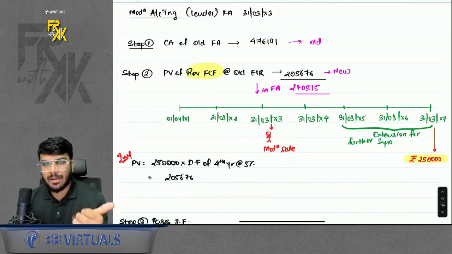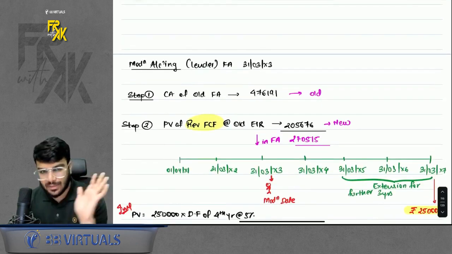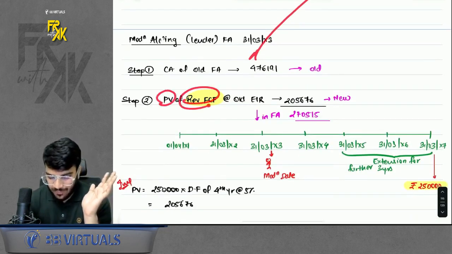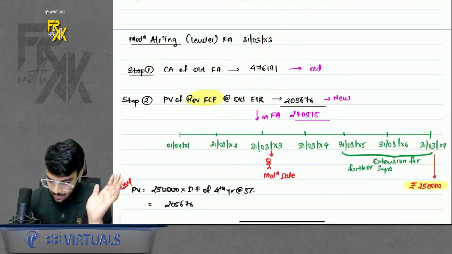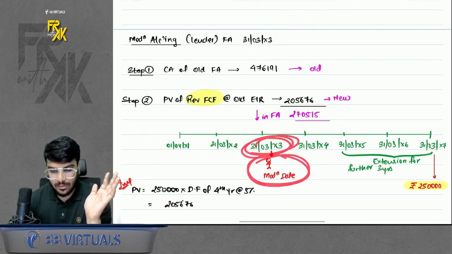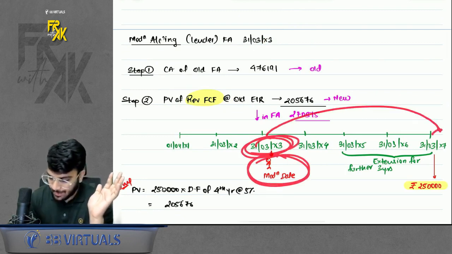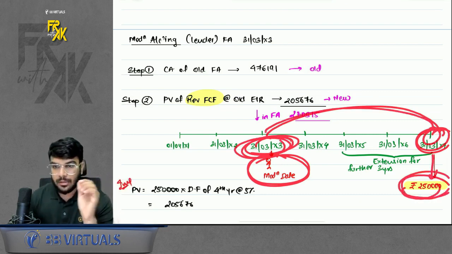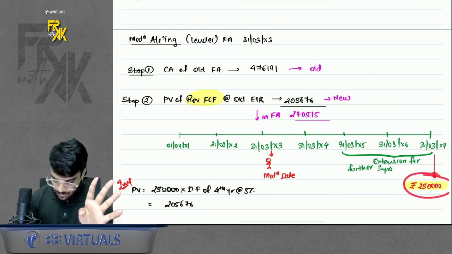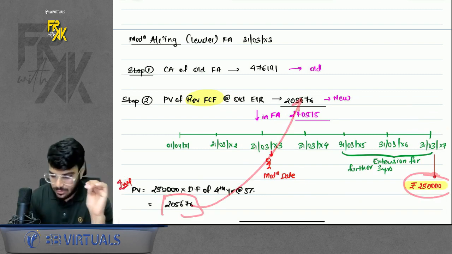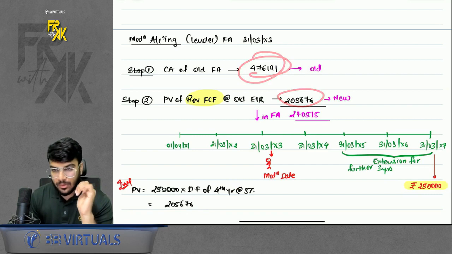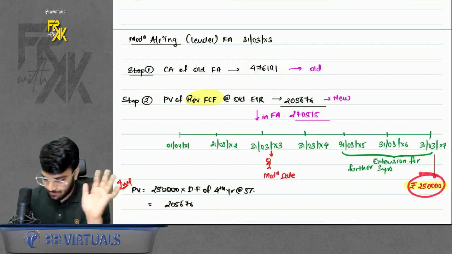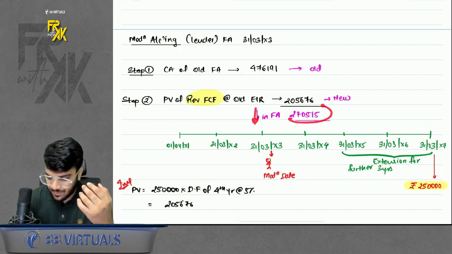How to do it? Step number 1, carrying amount of the old financial asset. We already get that from the old LAT. Then the present value of revised FCF at the old EIR. You are standing somewhere here on 31st March 13. It is said that the repayment will now happen on 31st March 17, and that also only 2 lakh 50. So if you count from year to year, take the 4th year discounting factor for this. So you got the present value. This is the old value, this is the new value. You have to reduce the asset drastically because the repayment previously was 5 lakhs, now it is only 2 lakh 50. So of course it will reduce. So this reduces the financial asset.